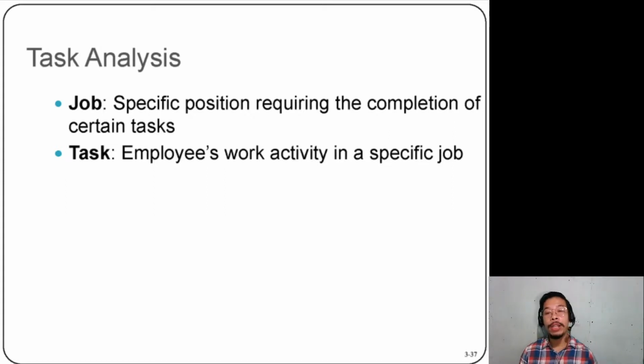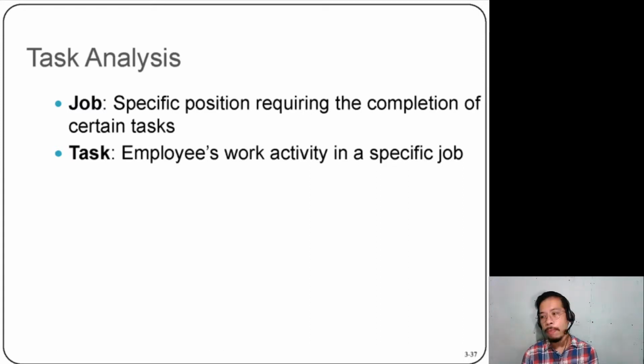At this point, we are done with the person analysis. So let's go deeper now into the task analysis. So what is the difference between job and task? Job here is a specific position requiring completion of certain tasks, while task is the employee's work activity in a specific job. Job here is really the overall, the bigger picture. So task here is the segment or component of a specific job.